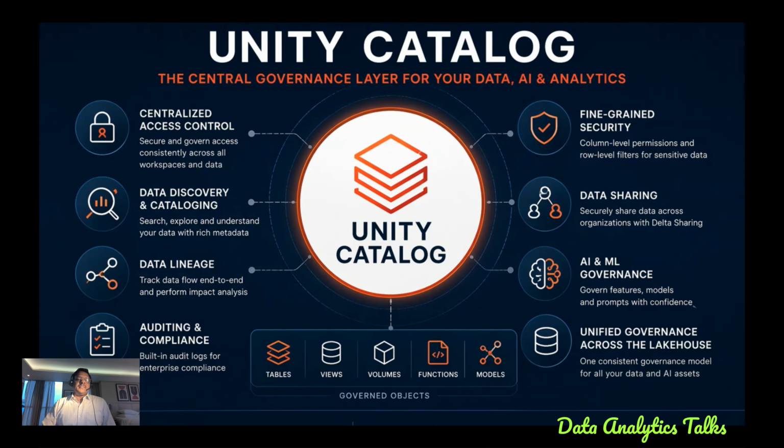Now let's see what Unity Catalog is all about. At its core, Unity Catalog provides centralized access control, data dictionary, data lineage, auditing and compliance, data sharing facility, AI and machine learning governance, and fine-grained security. So instead of managing permissions separately in every workspace, Unity Catalog allows organizations to govern data centrally and securely. So one governance model, one catalog, one source of control.